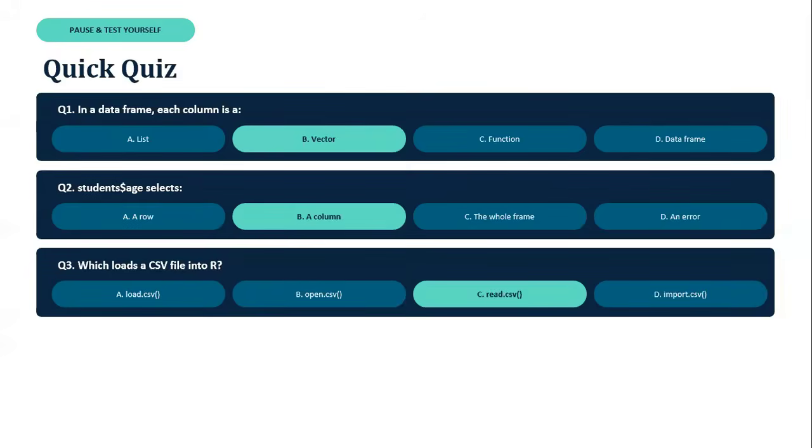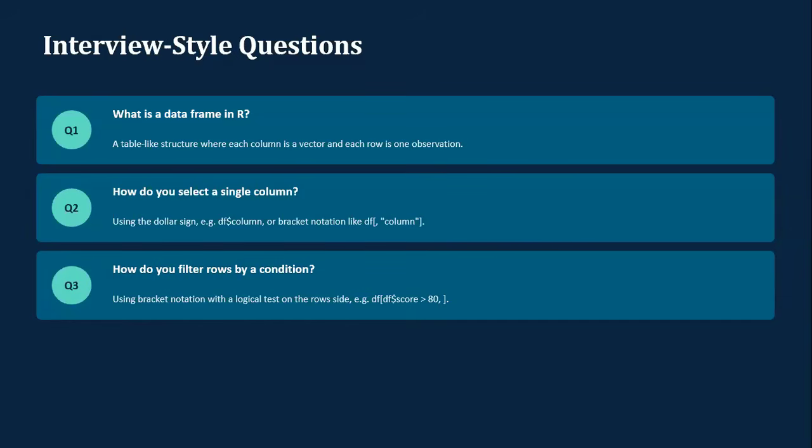Quick check, pause and answer in your head. Number 1, in a data frame, what is each column? A vector. Second, what does students$score do? It selects a column. Third, what loads a CSV file into R? read.csv. Comment your score, and if you got all three, that's a good sign this series is actually sticking. For anyone using this series for a job or exam preparation, this comes up a lot.